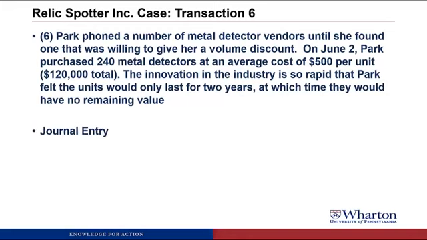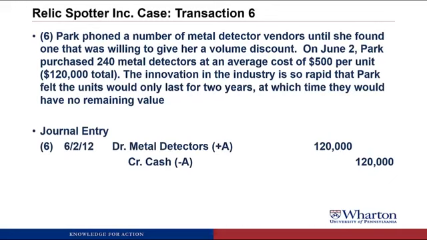In this transaction, we're going to again ignore the 2 years, no remaining value. We'll come back to that in a later video. We need to record the transaction where we paid $120,000 cash to get metal detectors. If we're paying cash, cash is going down. Cash is an asset, goes down with a credit, so we credit cash for $120,000. What are we getting? What's the debit? Well, we're getting metal detectors. Metal detectors are an asset. We make assets go up with a debit, so we debit metal detectors for $120,000.